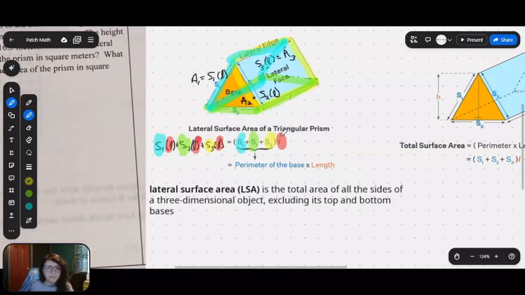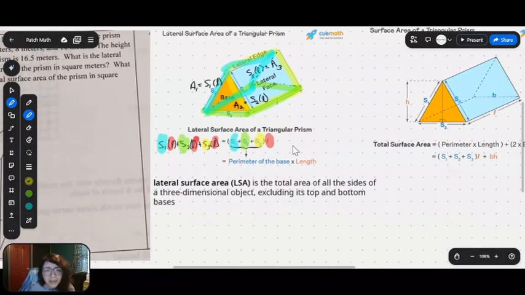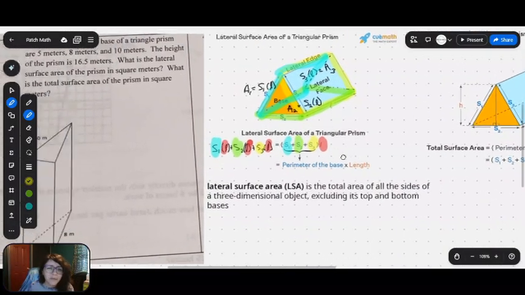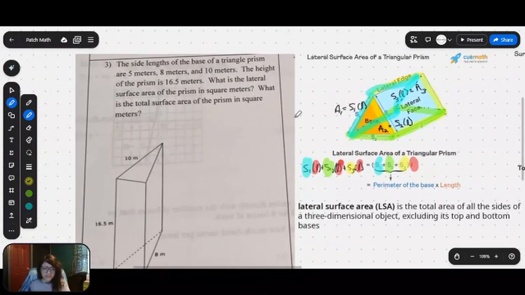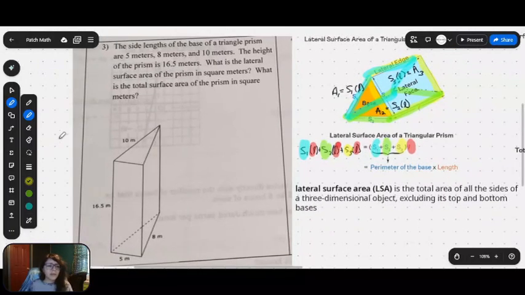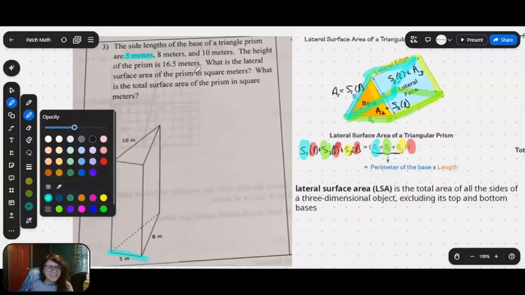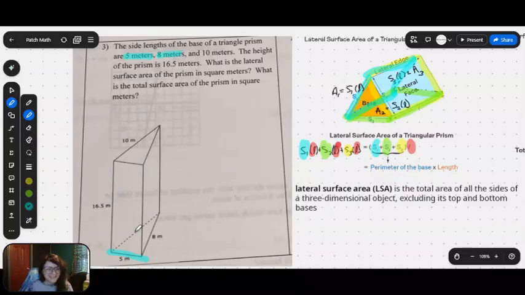So super important. Now that we know where it comes from, let's go ahead and apply our formula to problem 3. So problem 3, take a moment, pause this video, read that. What you're going to see is it's just translating what we have here. In other words, we have our side length 1 and our side length 2.